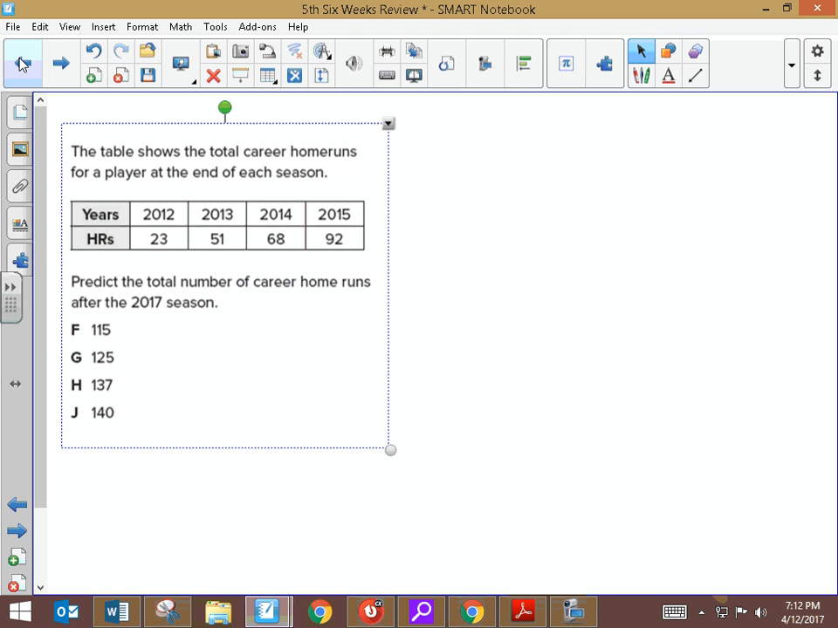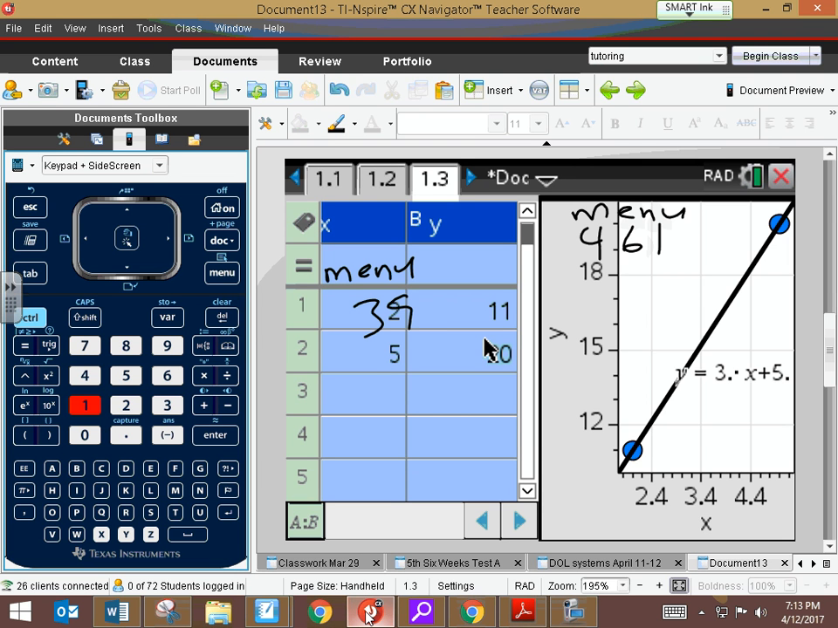I do notice that instead of putting 2012, 2013, 2014, 2015, I could just call this first one year 0, and then this would be year 1, and year 2, and year 3. We'll make that change: 0, 1, 2, 3, because it's all starting at 2012. So let's go to the calculator, and I'm going to put a whole new problem in.